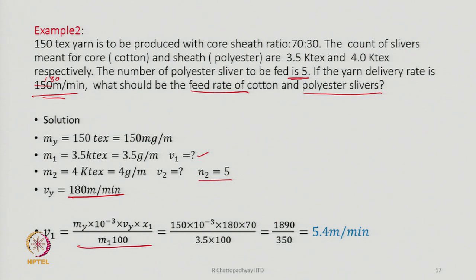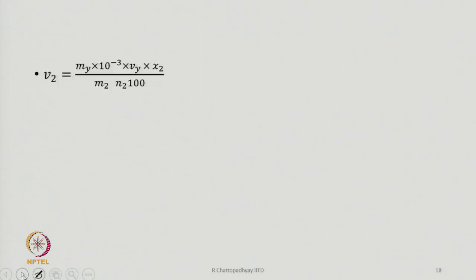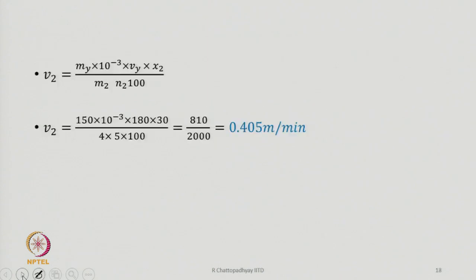And if you remember this logic, you can apply this and also find out the value of V1 and V2, because with the same logic we have found out the formula for V1 and formula for V2. If V1 is this, we just substitute the values, we get a figure of 5.4 meters per minute. And V2, similar formula, you use the values here, we get 0.405 meters per minute.